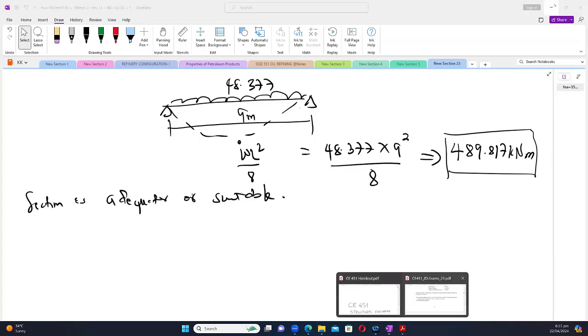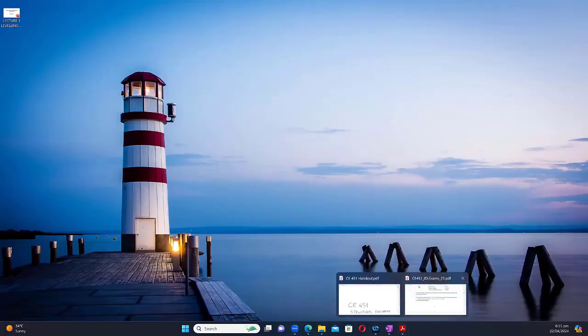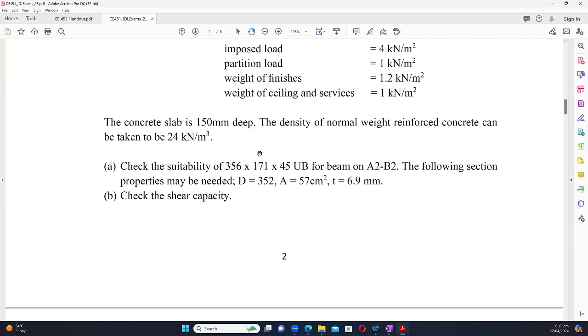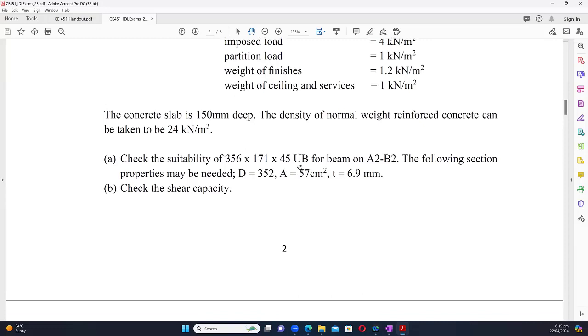Where is that one? Yeah, so we are done with A. I just checked and it's okay. And I want you to check the shear capacity. That one is quite simple. Can you see my slide now? Yes, sir. You can see the shear capacity. Or I'm sharing that one.